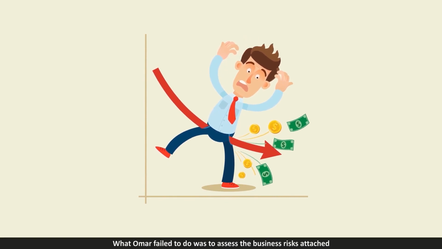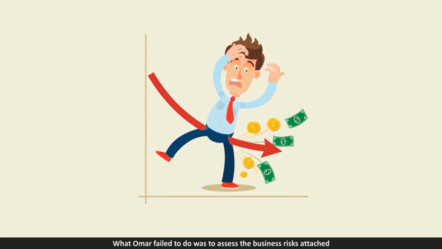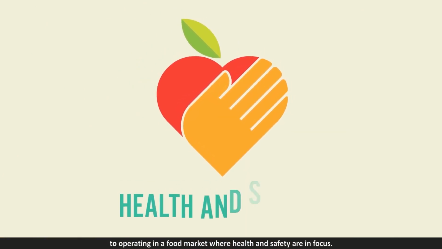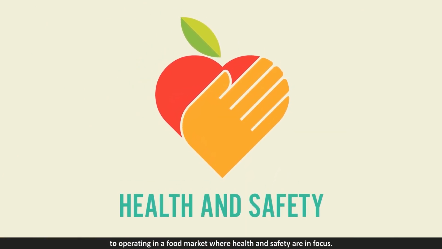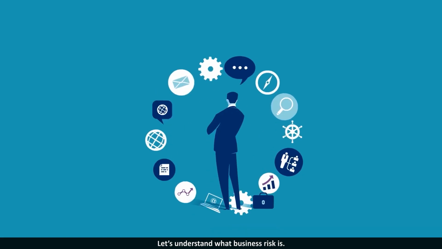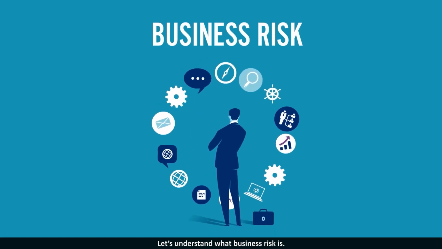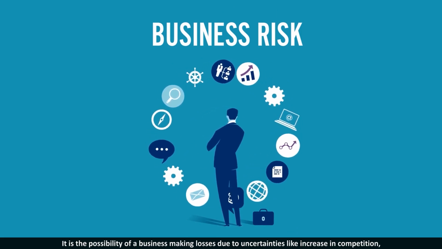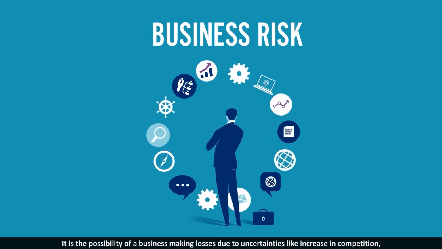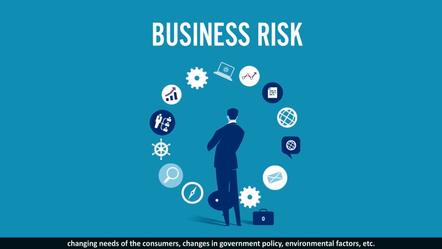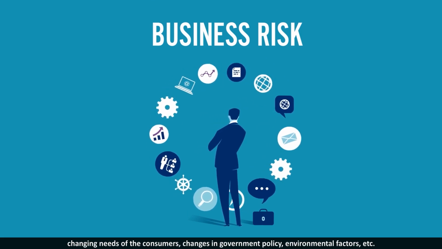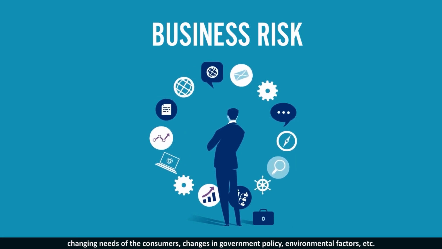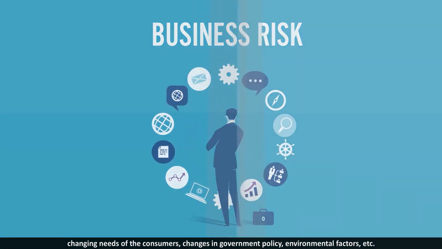What Omar failed to do was to assess the business risks attached to operating in a food market where health and safety are in focus. Let's understand what business risk is. It is the possibility of a business making losses due to uncertainties like increase in competition, changing needs of the consumers, changes in government policy, environmental factors, etc.